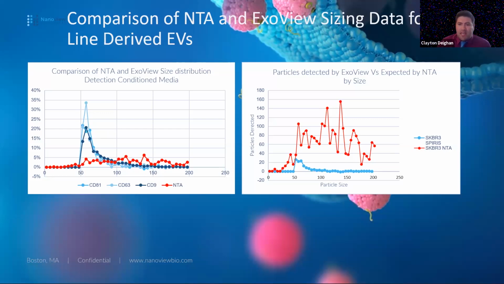You can see we detect a lot of small particles on the XoView platform compared to the NTA kind of Gaussian about 100 distribution. And that's on the left. So as a number weighting, we show a very different distribution.